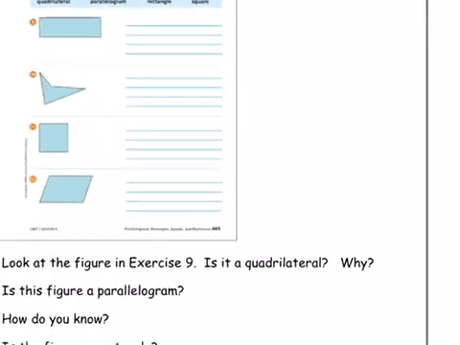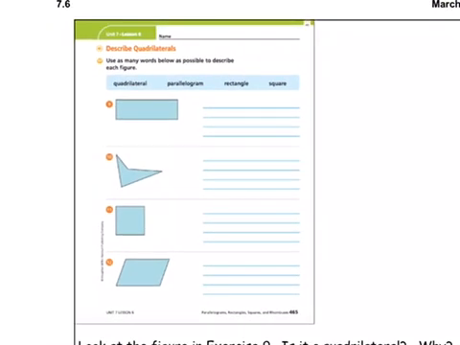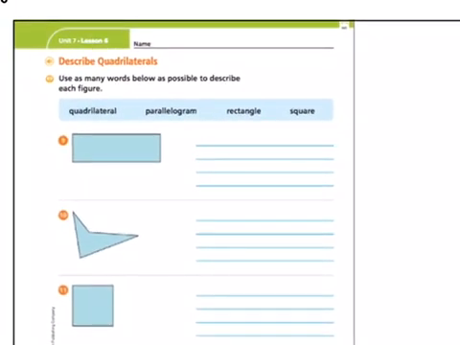So turn now to page 465, and we're going to describe these quadrilaterals in as many ways as possible. So we're going to look at this first shape, and the first question I'm going to ask for you is, how many sides does this shape have for number 9? And if you say 4 sides, you automatically know that this shape is a quadrilateral.